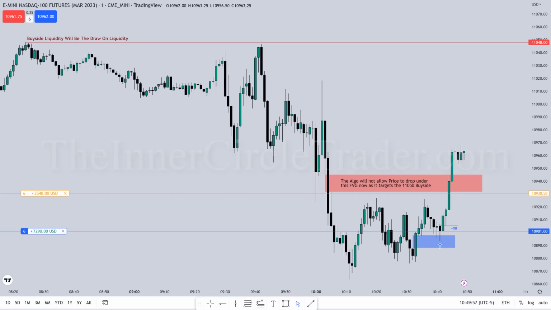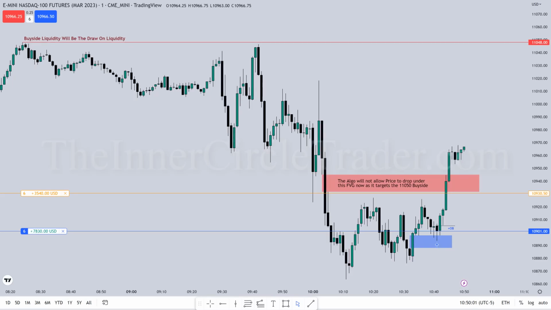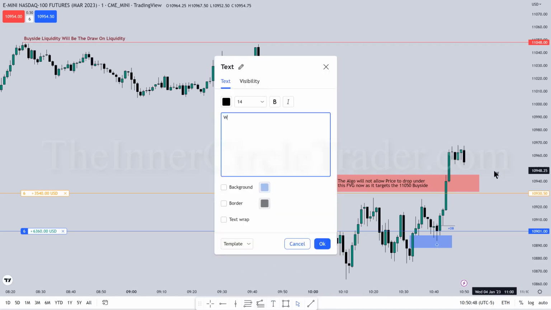11,050, that's where I'm anticipating the next draw on liquidity. But there are two targets before we get there, and I'll obviously mention them as we go. Now that right there is a classic bull flag. I don't want to get wrapped up in thinking it's going to break down, but it comes down into this little area in here, back into that fair value gap that I like. I like that gap that's not being shaded yet.